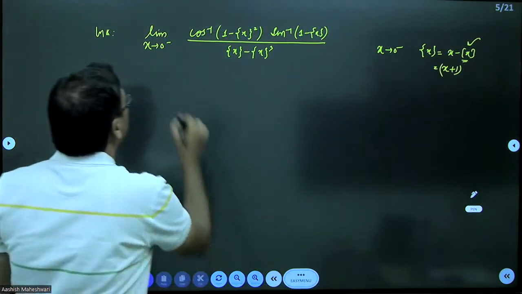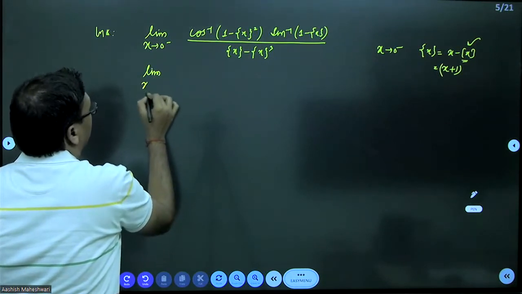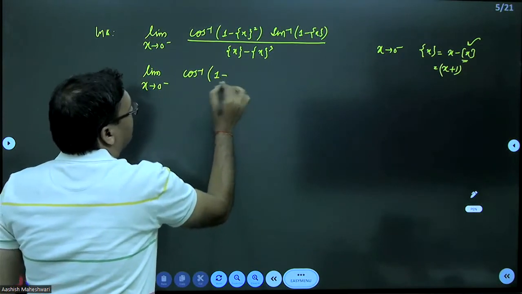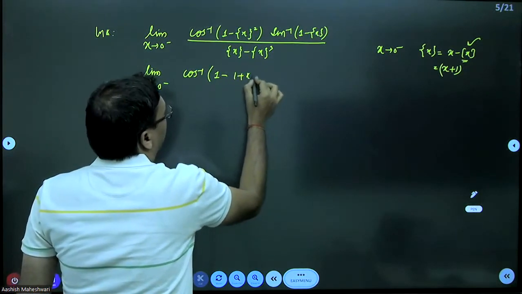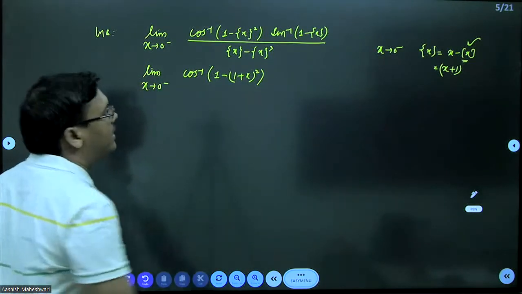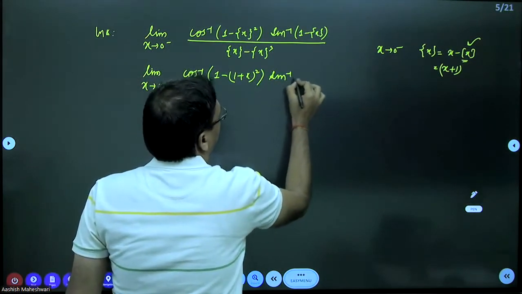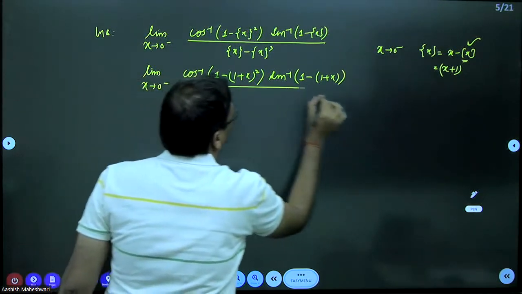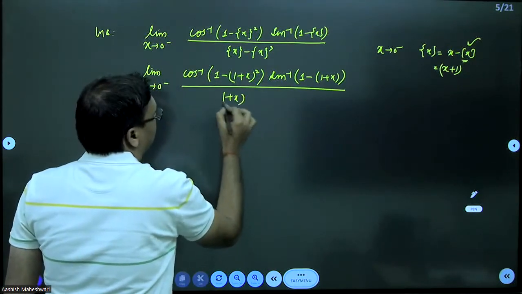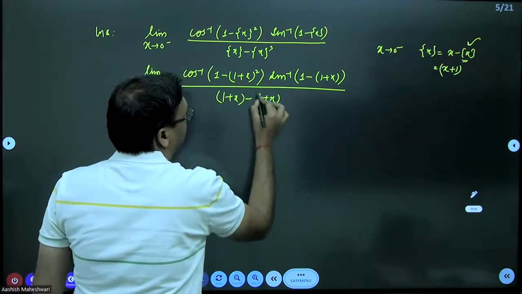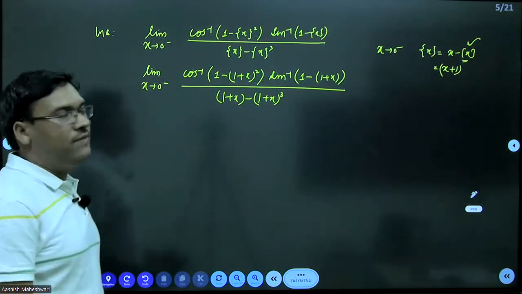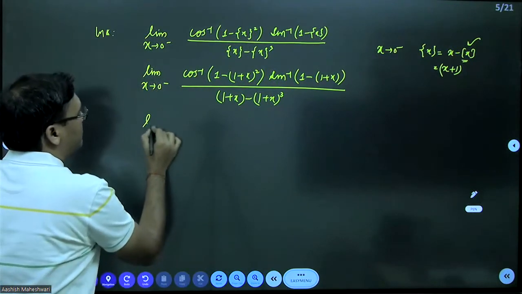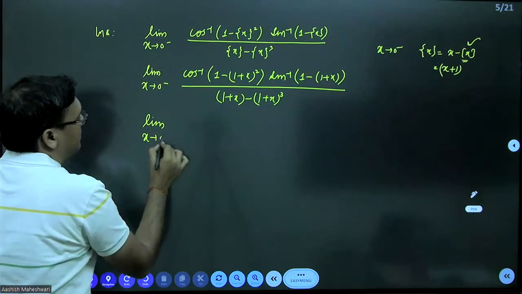So I can say here this is limit x approaches 0 minus, cos inverse 1 minus, I can write this as 1 plus x whole square, correct? This is sin inverse 1 minus 1 plus x divided by 1 plus x minus 1 plus x cube. So what we have done is, as x approaches 0 minus, we have replaced fractional x with x plus 1. Now we will simplify this.